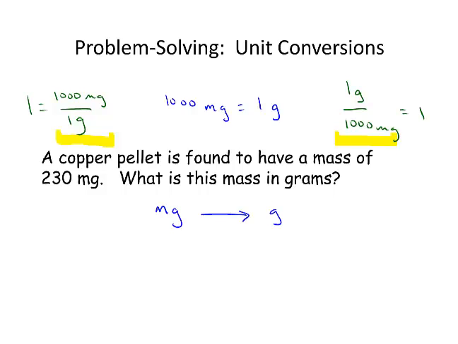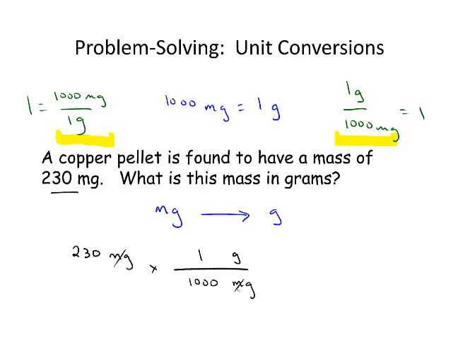Here's how we're going to use this. I'm going to begin this problem with my starting value, 230 milligrams. I'm going to say, okay, I have 230 milligrams, and to get that to grams, I'm going to multiply by one of these two conversion factors. I'm going to choose the one that allows me to cancel out the milligrams and keep the grams. In order to do this, I'm going to need the one on the right, where grams is in the numerator and milligrams is in the denominator. So 1 gram per 1,000 milligrams.